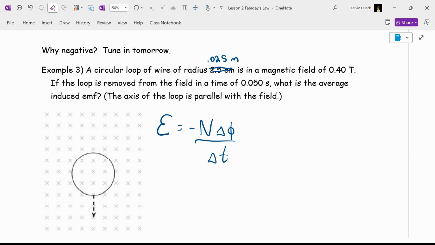Because this is a brand new equation, this is our first time, let's list things. What's N? How many coils of wire are there? They said, a circular loop of wire. So how many coils of wire? One. And I can get the change in time pretty easy. Ella, what's the change in time?